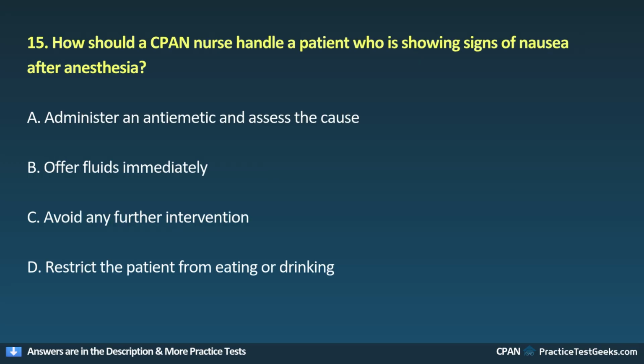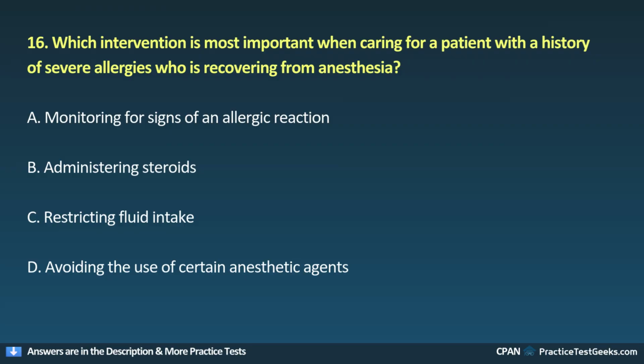15. How should a CPAN nurse handle a patient who is showing signs of nausea after anesthesia? A. Administer an antiemetic and assess the cause. B. Offer fluids immediately. C. Avoid any further intervention. D. Restrict the patient from eating or drinking.